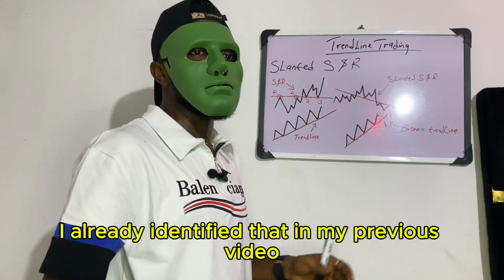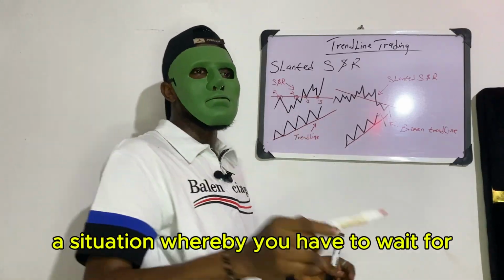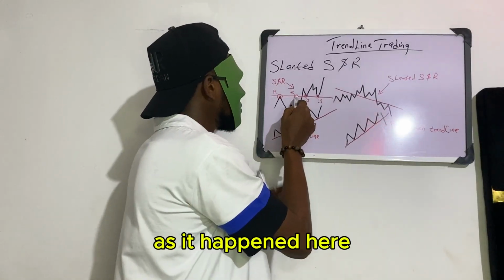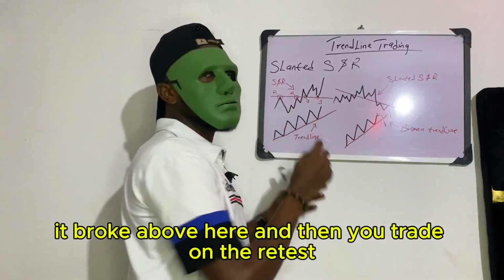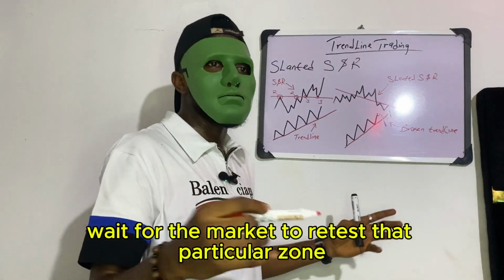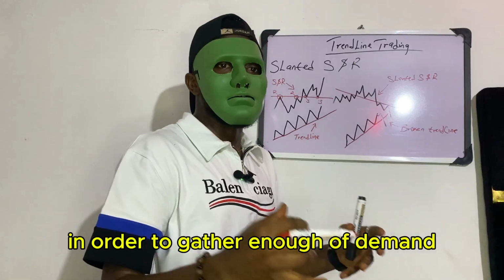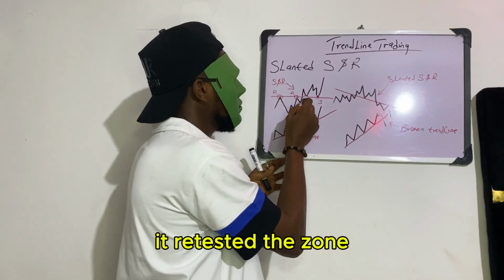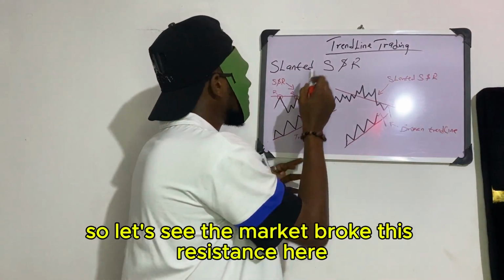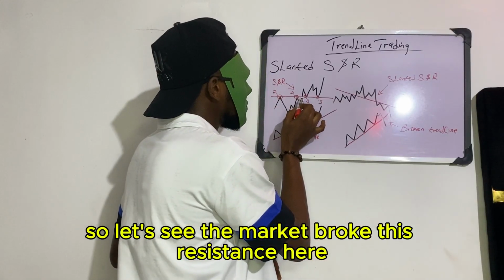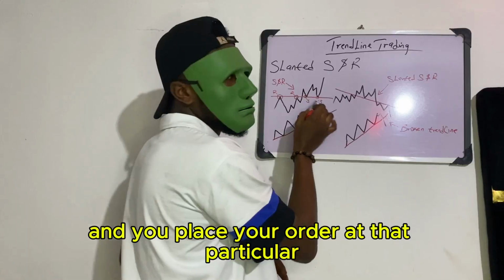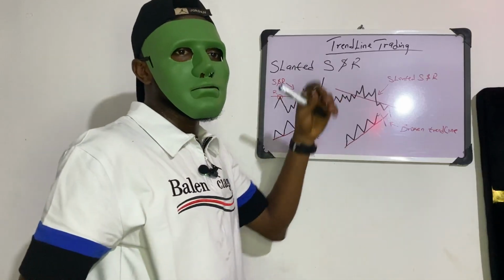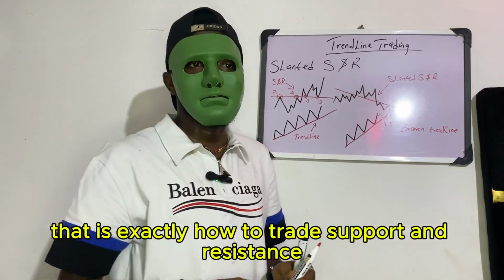And how are you going to trade it? I already identified that in my previous video. A situation whereby you have to wait for when the support or the resistance is broken, as it happened here. It broke above here, and then you trade on the retest. Wait for the market to retest that particular zone in order to gather enough demand orders in that zone, so that you can trade it, which is what happened here. It retested the zone, and then the zone held strong enough. So let's say the market broke this resistance here, and you place your order at that particular support and resistance. When the market is coming back for a retest, it will pick your order, and boom, your buy order, and boom, you make profit. That's exactly how to trade support and resistance.